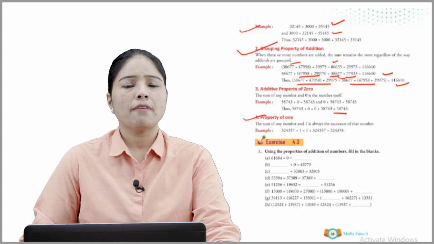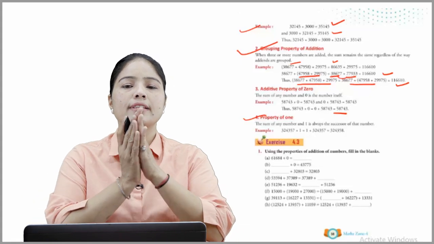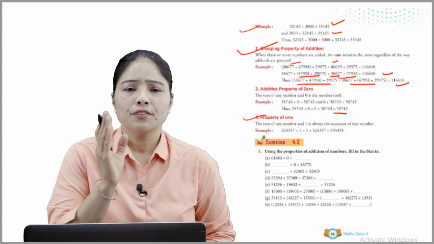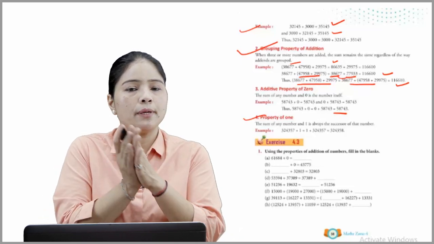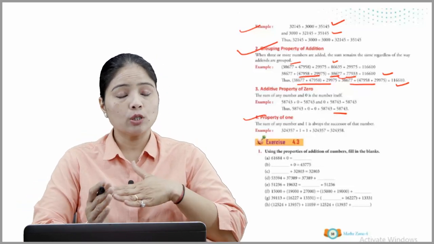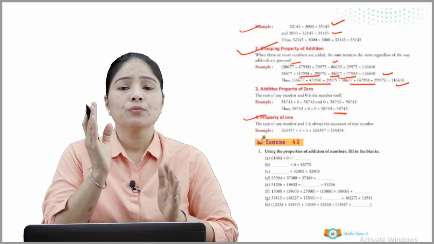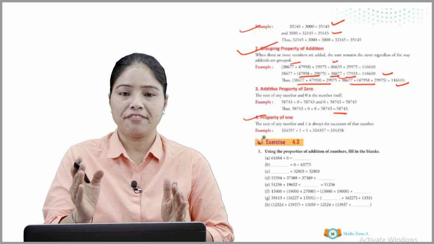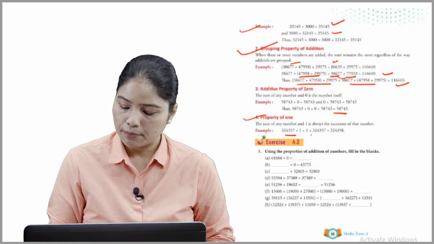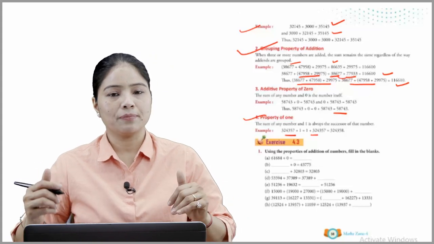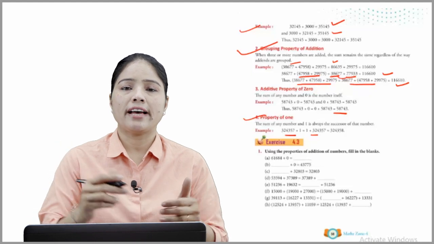The sum of any number and 1 is always the successor of that number. Example: 324357 plus 1 is equal to 1 plus 324357, which is equal to 324358. If you add 1 to the number or add the number to 1, the answer is the same. I hope you understood the whole property. Okay, just revise it, beta.